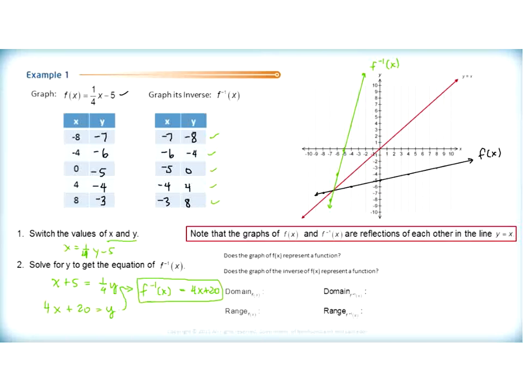And that's the graph that you see right here in green. Note the way I represent it again. f to the minus 1 of x represents the inverse function. I found it again by switching x and y and solving for y. That will always give me the equation of the inverse. Okay, let's answer these couple of questions here quickly.